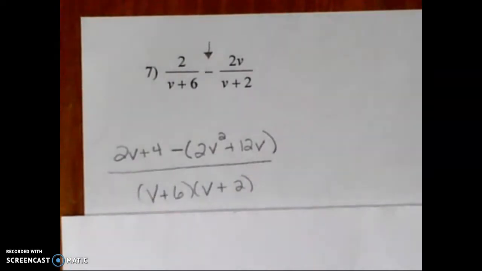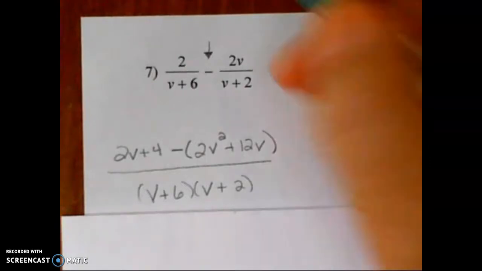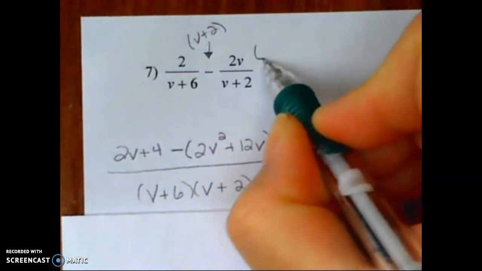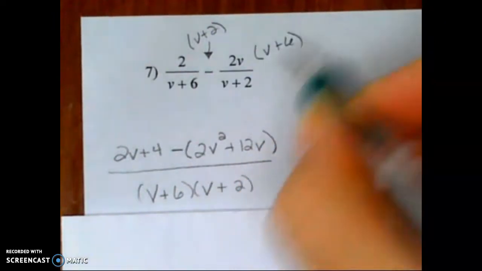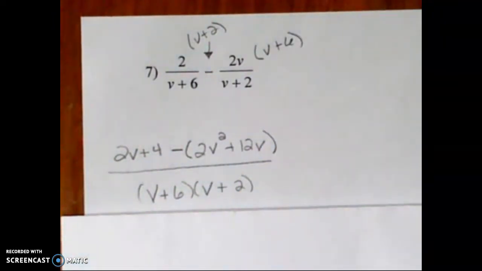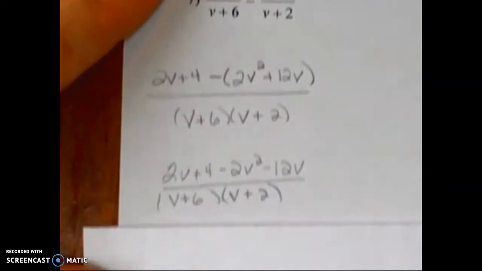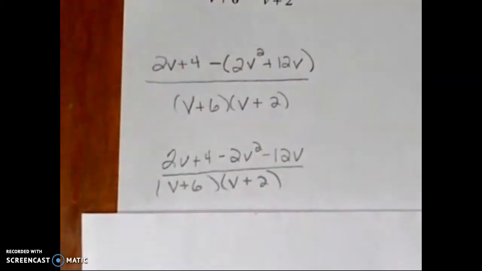So there's my common denominator. Multiply here by v plus 2 and here by v plus 6. So then it looks the same. Distribute the minus sign and then combine like terms.